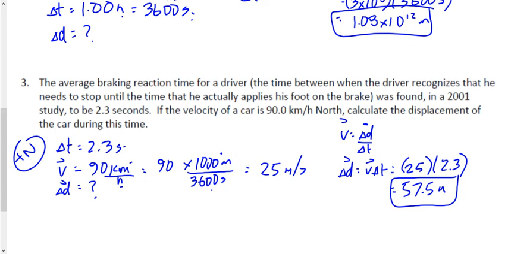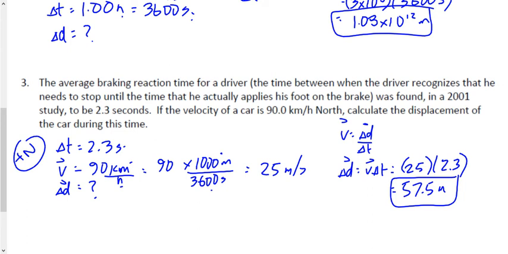And you see an obstacle on the road, a deer ran out in front of you, or a kid ran out in front of you. You travel 57 meters before you even put your foot on the brake. You travel more than half a football field before your foot ever gets to the brake.